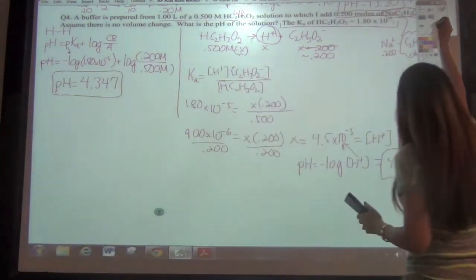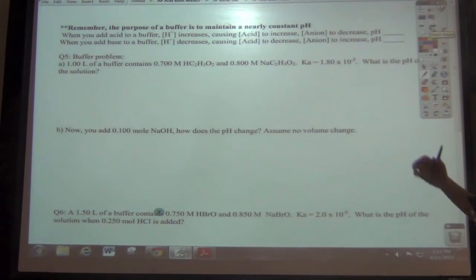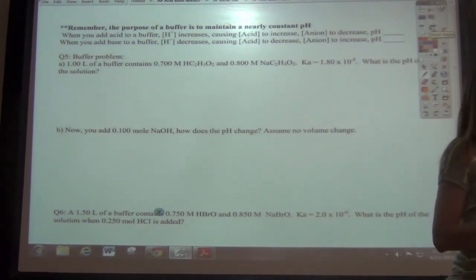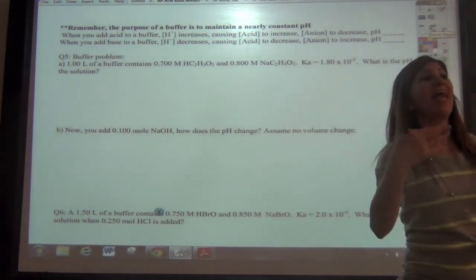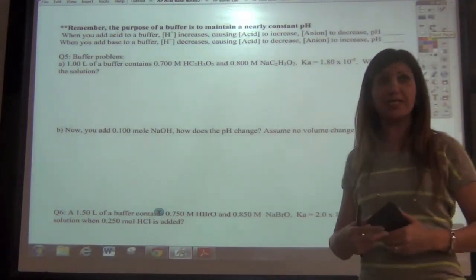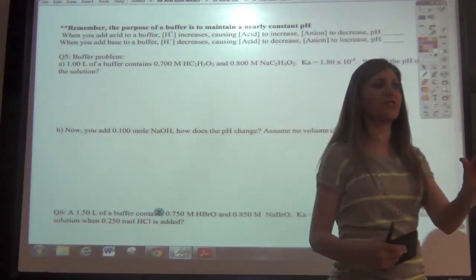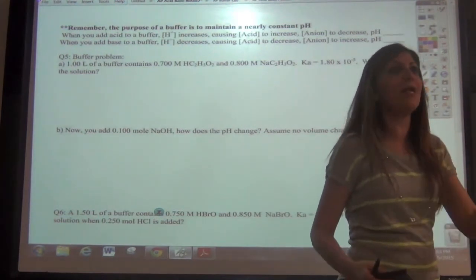So let's try another one. All right, so it says, remember the purpose of a buffer is to maintain a constant pH. So what we haven't done yet is we haven't added anything to the buffer. So the question is, what happens when you have a buffered solution and you add acid to it or you add base to it?